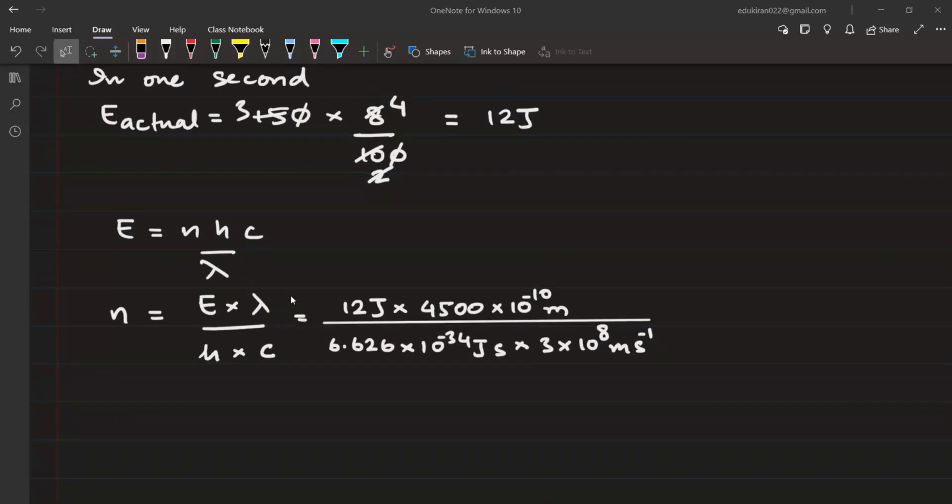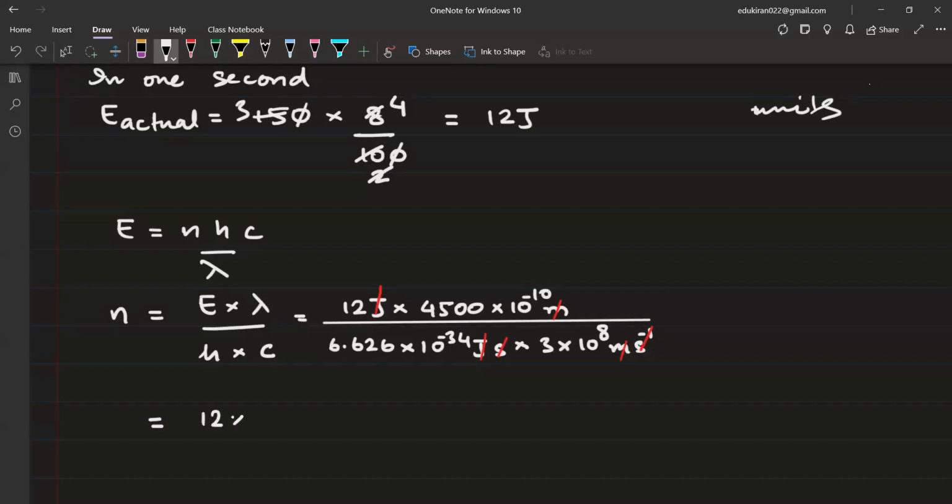Okay. So now, before solving anything, first of all, we are going to solve the units. So let's solve the units. Joules will get cancelled by joules. Meter will get cancelled by meter. Here we have second, here we have second inverse. So both of these will also get cancelled. And obviously, since we are finding the number of photons, the number will not have any units, right? Now we will arrange this in a manner such that we have powers of 10 properly.